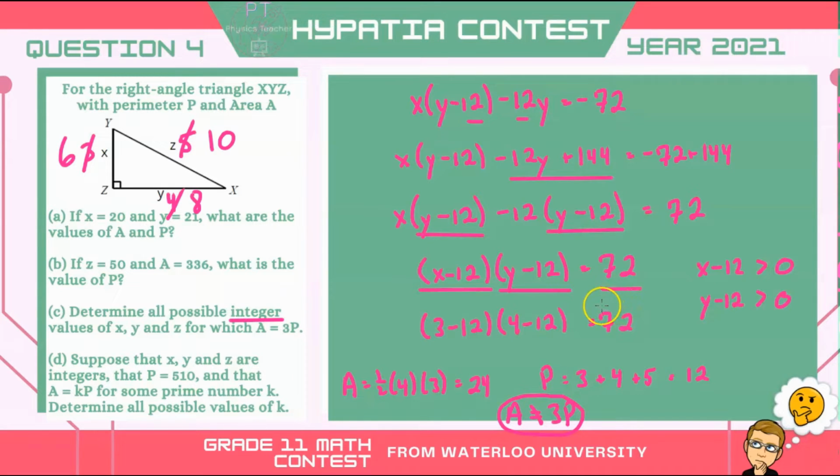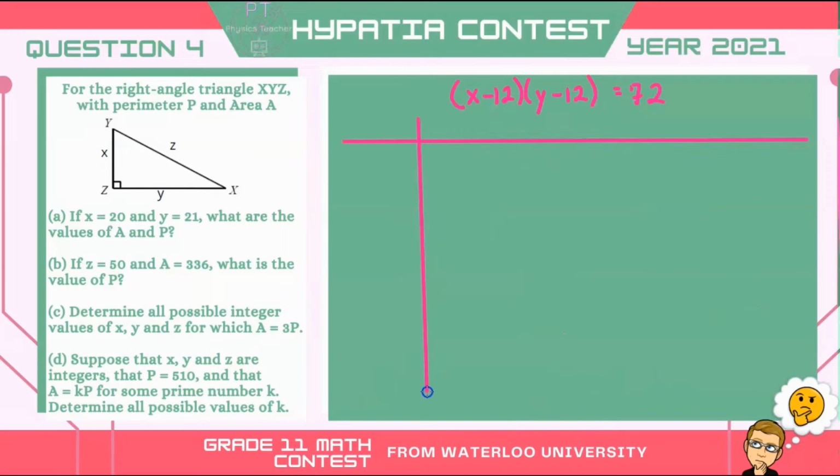So to figure out which ones are going to work for us, let me rewrite this equation again at the top, and we're going to create a chart. So in our chart, we are going to have different factors of 72, a factor pair of 72. So what two positive integers can be multiplied to give you 72? Well, the first and obvious one will be 1 and 72. You can also have 2 and 36, 3 and 24, 4 and 18, 6 and 12, and 8 and 9.